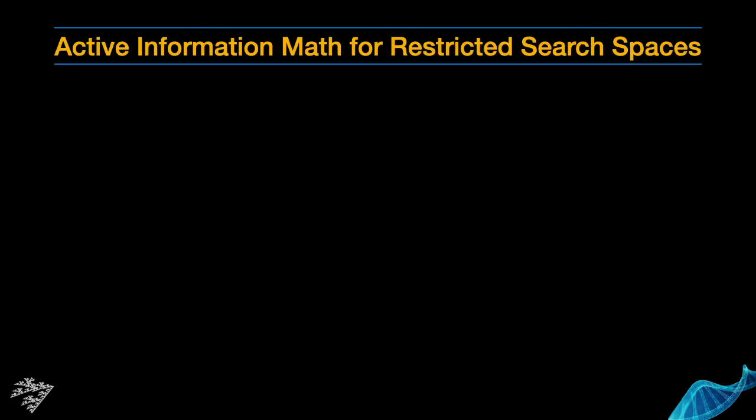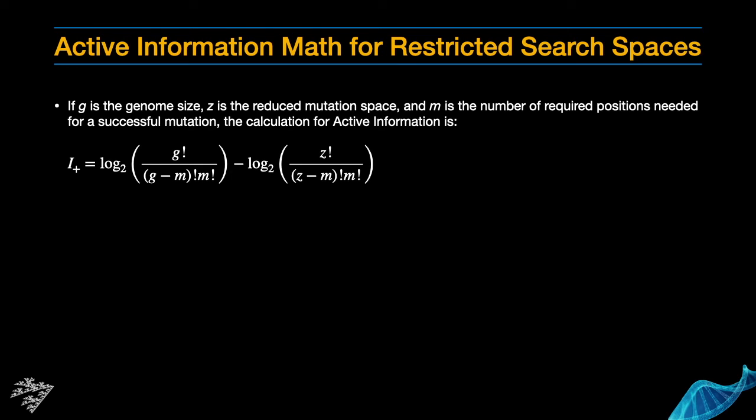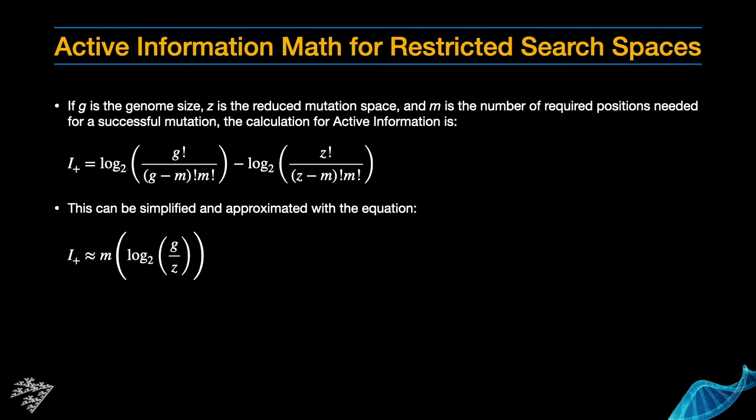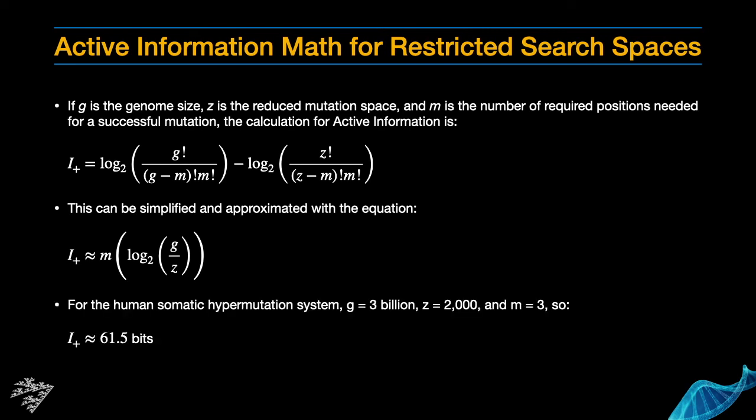So the way we do the math for restricted search spaces is that if G is your genome size, Z is the reduced mutation space, and M is the number of required positions needed for successful mutation, you can calculate it like this. Although it's kind of messy because of lots of factorials with lots of big numbers. A lot of things don't like to calculate it. So you can simplify it, and it's a simplified approximation. You can see how we got it in the paper, and you can see that for the somatic hypermutation system, active information gives you about 61.5 bits of information.